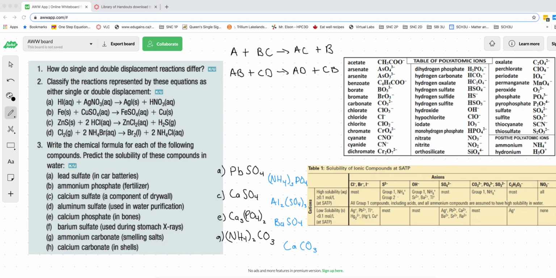Questions 1, 2, and 3 on page 177 of module 6. The first question is pretty straightforward: the difference between single and double displacement reactions. First of all, we use the activity series of metals for single displacement reactions, or for halogens, and for double displacement we use the solubility table as shown here to predict the states.